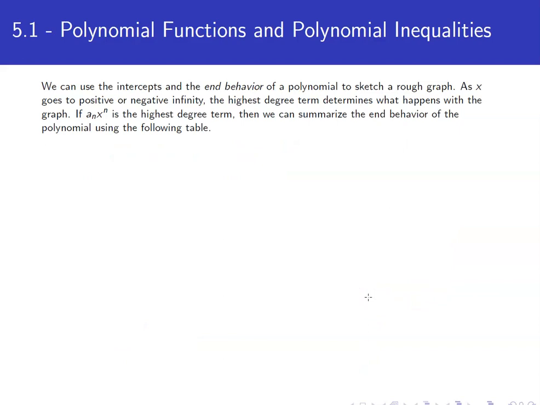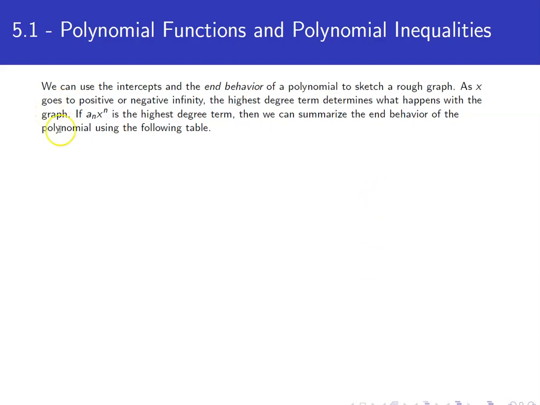So we can use these intercepts and something else referred to as end behavior to help us sketch a rough graph of polynomials. So when x goes to positive or negative infinity, it turns out that the highest degree term is the one that determines what happens with the graph. And so we refer to this typically as the tails of the graph. So it's the highest degree term that dominates the tails of the graph.